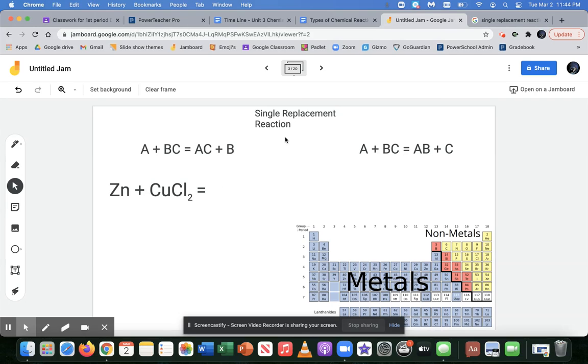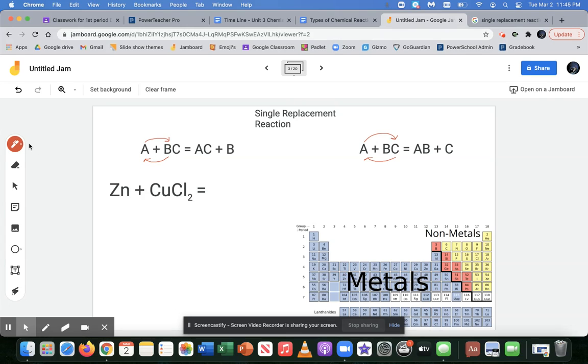Remember, the rule is you can only swap a metal with a metal or a non-metal with a non-metal. And here's how you know if it's a metal or a non-metal. Okay, so in this case right here, what we're doing is we're swapping A and C. So A is being swapped with C here. In this case, A is being swapped with B. So A is being swapped with B here. Okay, and vice versa. C is being swapped with A, and then B is being swapped with A.